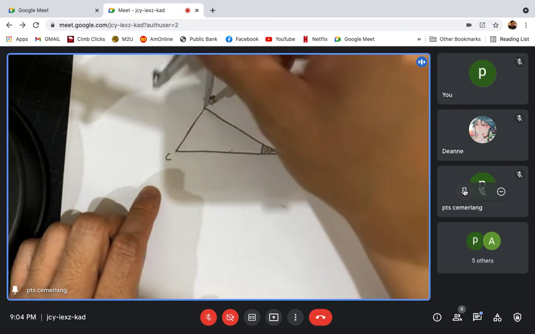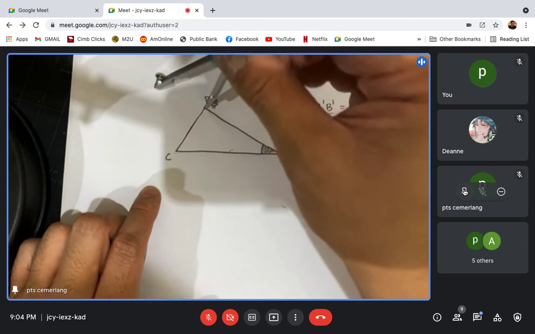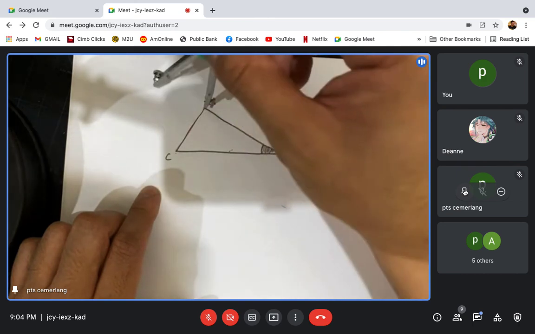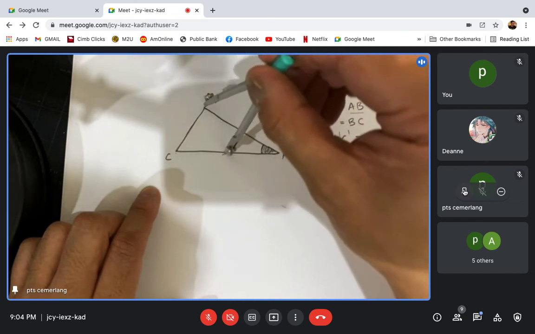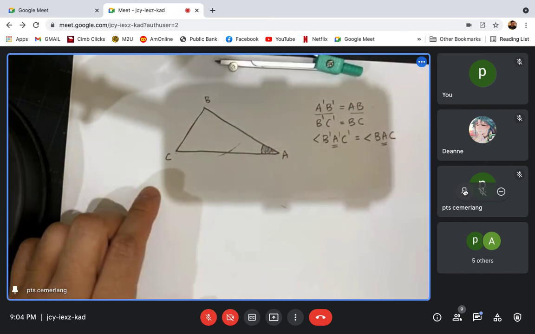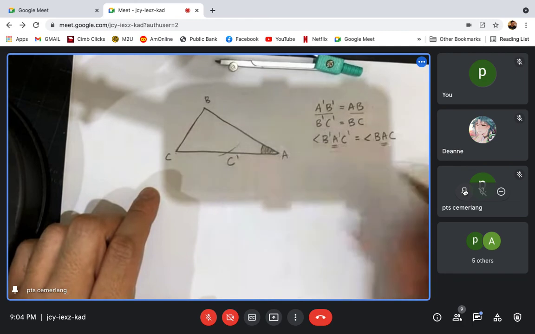Tapi dalam sini macam mana nak keluar kan? Tak ada benda yang you boleh touching. Okay? There's no straight line that you can touch. The only way that you can touch is by moving it in. You can move it inside. Say, when you move it inside, this is C prime. Okay, that's your C prime.